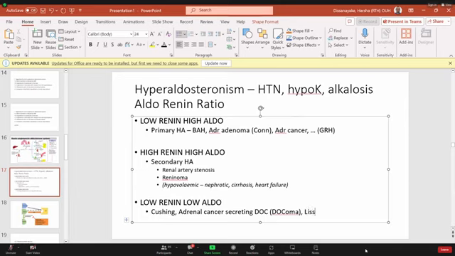Has anyone heard of Liddle syndrome? Then aldosterone, once it binds to the aldosterone receptor, how does it bring about its action? That is by increasing the expression of epithelial sodium channels, or ENaCs. Okay. Liddle syndrome is a genetic disease where ENaC is hyperactive.